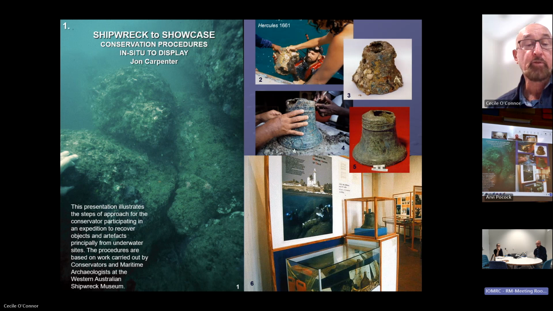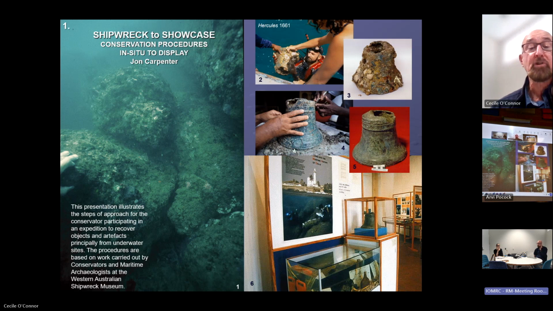And the process, of course, we take photographs underwater, and then we recover the bell, as you can see in number 2. Then we take photographs afterwards, so we've got a precondition before we start treatment. And here we have some of our trainee conservators in Sri Lanka actually removing what we call accretion, which is often covered in marine growth as well. This is the bell after its treatment.